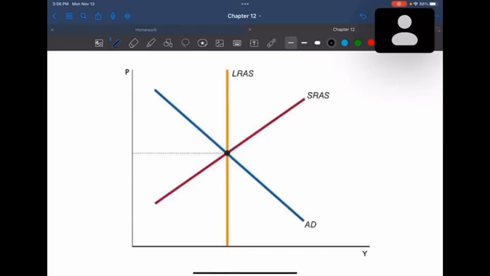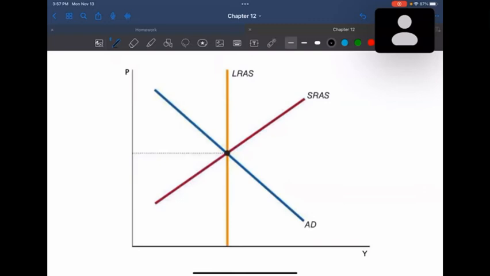I'm going to be going over the temporary supply shocks. Now, for the first supply shock, it's going to be a positive supply shock. And with the positive supply shock, the short-run aggregate supply curve will shift to the right.